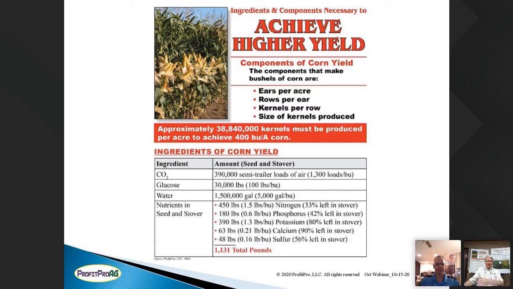So as we get into the end of the program, Dennis and I are going to talk about residue recycling, and that's very important if you want to be a low-cost producer. Look at the amount of nutrients, but not only that, look at the amount of carbon that is there as we look at that.